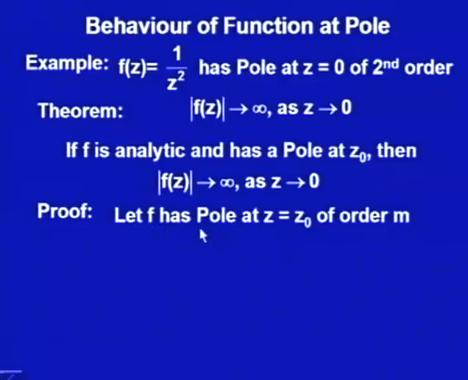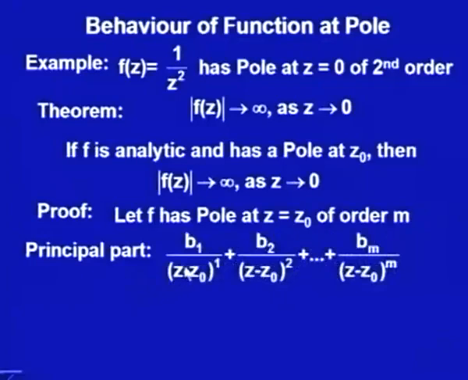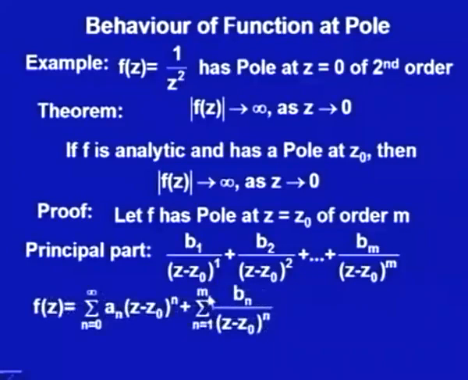You see the proof of this, how we are doing it. Suppose f has a pole at z equal to z naught of order m. What it says is that the principal part would have m terms, b1 upon z minus z naught, b2 upon (z minus z naught) square, up to bm upon (z minus z naught) to the power m, where certainly bm should not be 0, while any of the other terms could be 0, but bm should not be 0.